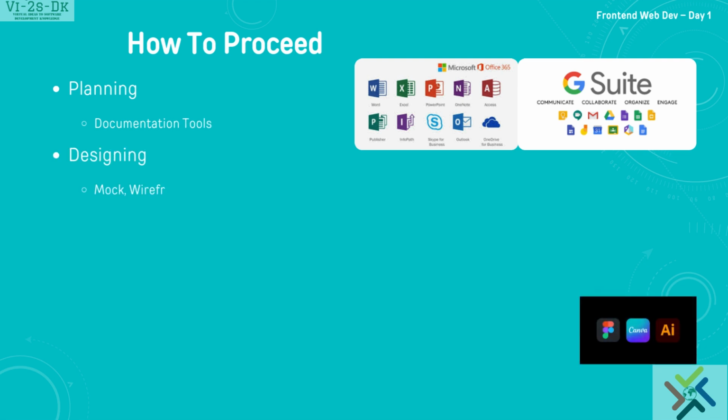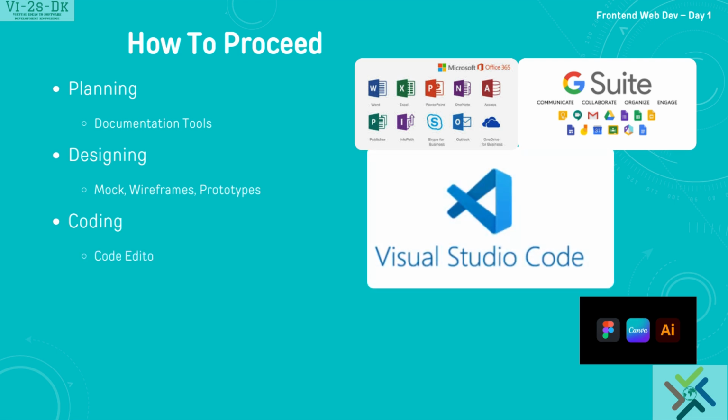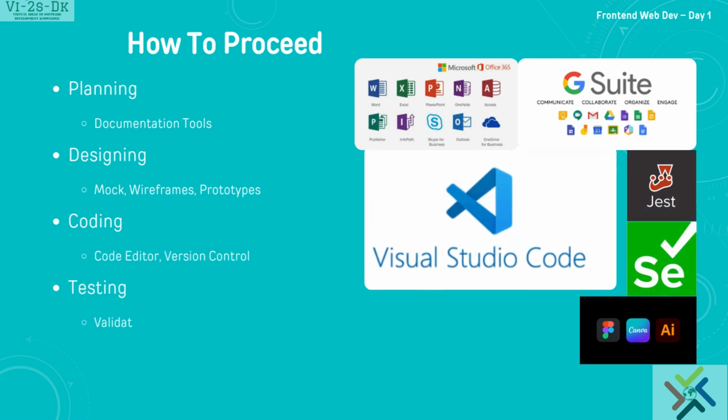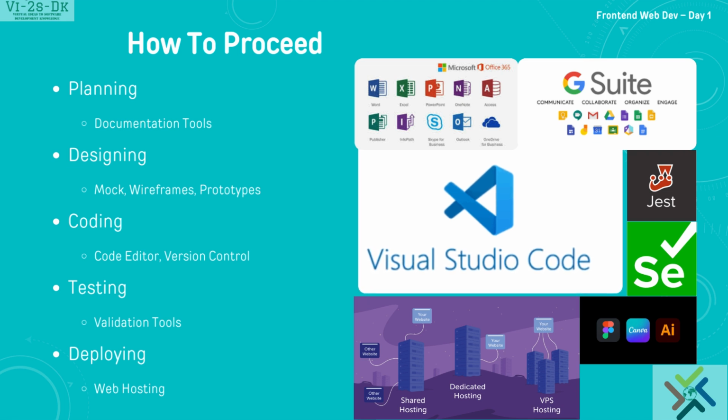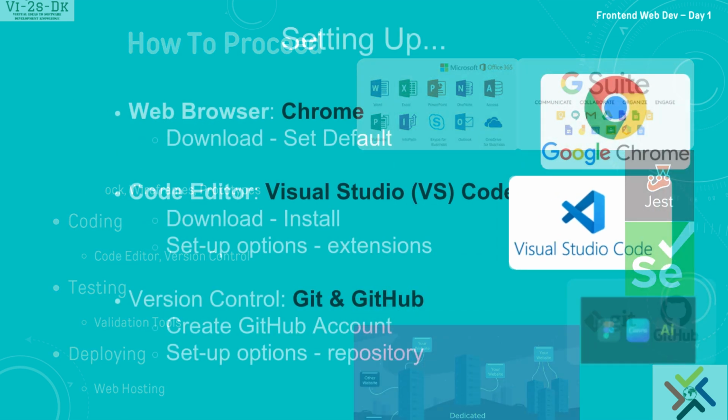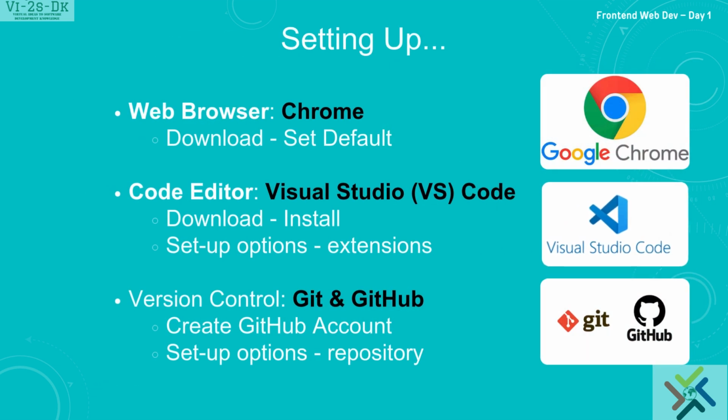To proceed, you need to use the documentation tools that we've discussed in the previous video to plan what you need to execute. Design this work using design tools like Adobe, Figma, Canva, and code what needs to be done using Visual Studio Code or any code editor. It usually comes with version control to help you track your versions. It's imperative that you test your work and deploy it either locally, on the cloud, or whichever way you prefer.